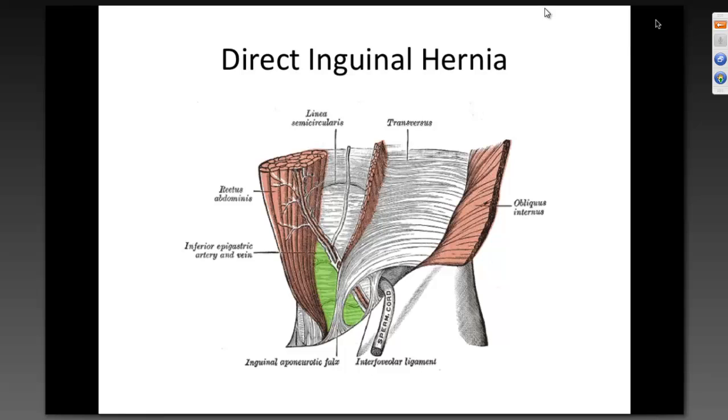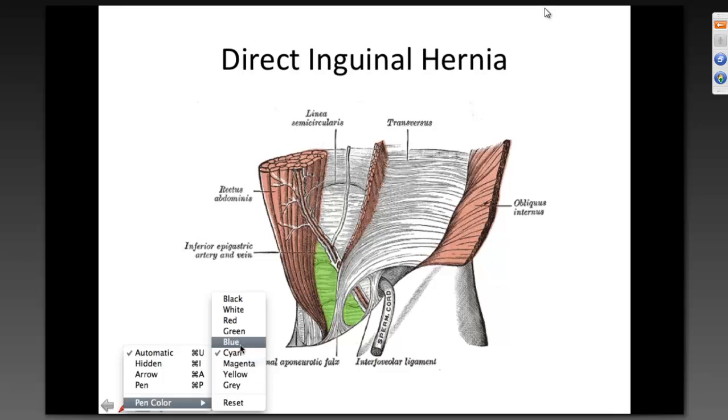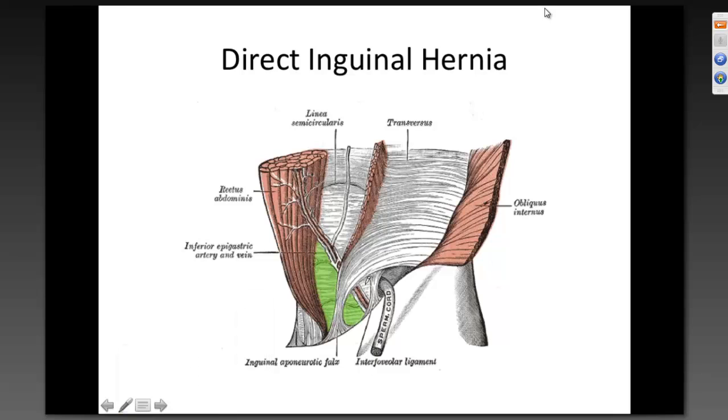Okay, so we've got a nice little cutaway here. There's no hernia, but I'm going to draw one. I'm going to draw a direct hernia to show you where the intestines would go. So this area here, we haven't pointed it out, though I've talked about it. When I say superficial ring, that's right here. Here is that rectus abdominis muscle.